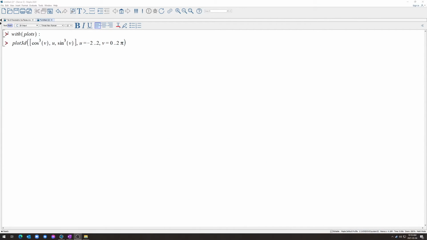Now here in Maple I'm going to make sure I have additional plotting tools so I can plot three-dimensional functions, and I've got that parameterization cosine cubed v, u, and sine cubed v, and I'm going to just plot this for u equal -2 to 2, and let's just choose to go around from 0 to 2 pi, since it seems more intuitive when we have trigonometric functions.